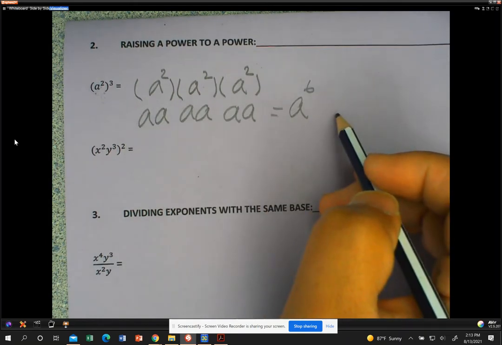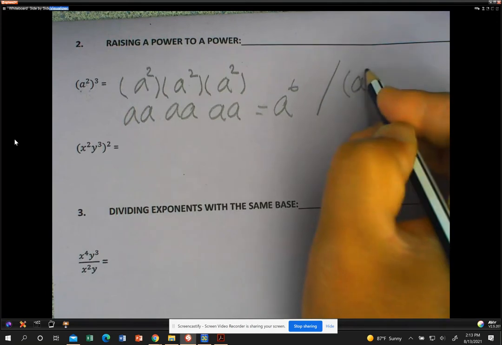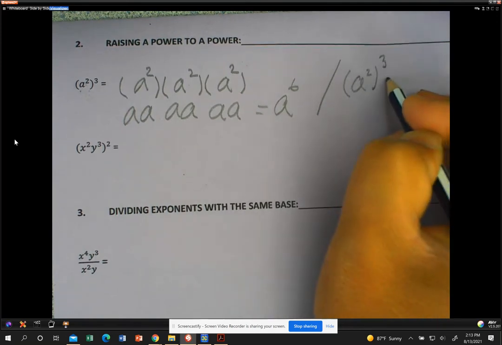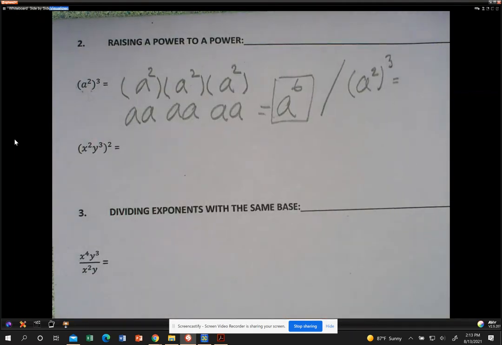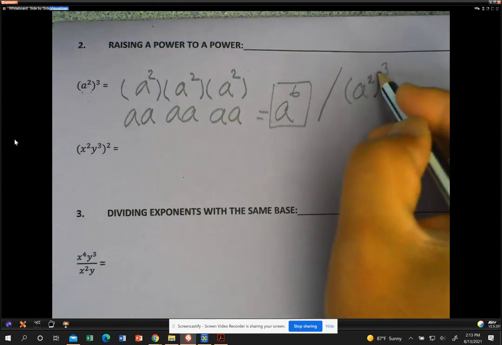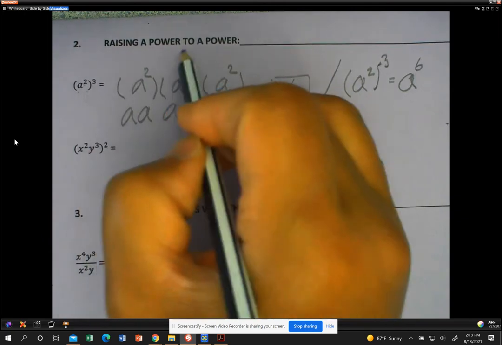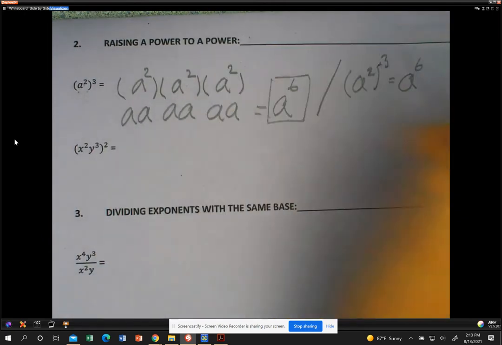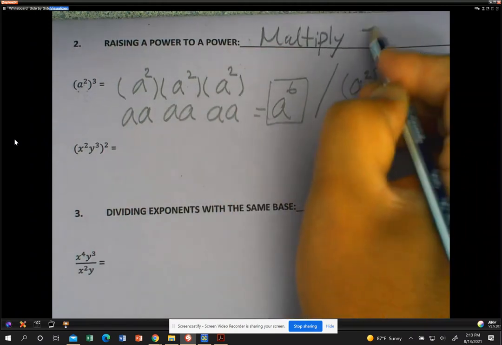All right, again, there should be a shortcut to this before we add it. So how do we get to there? Now we had a to the 2nd to the 3rd power. What do we think we need to do with these two numbers to get a to the 6th power? Anybody have an idea what we need to do with those exponents in order to get a to the 6th? Multiply them. Very good. You multiply them. So this is a to the power of 6 by multiplying. So what is the rule? What is the shortcut? The shortcut is you multiply the exponents.